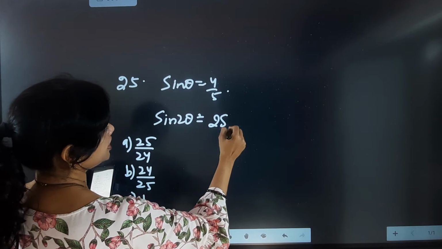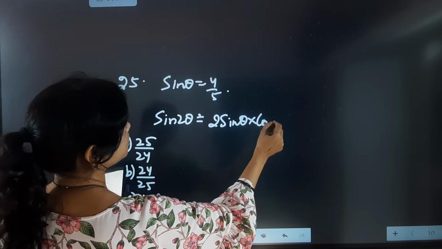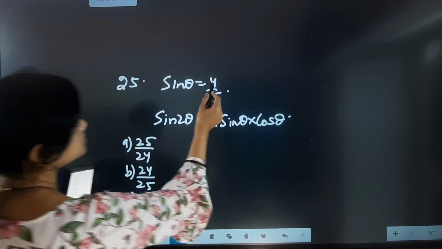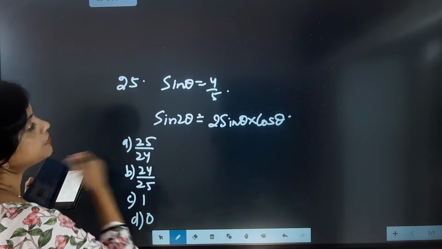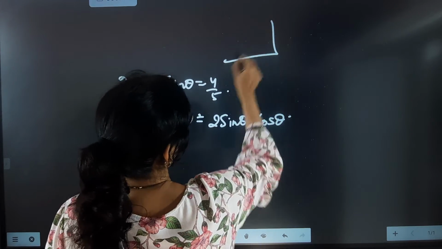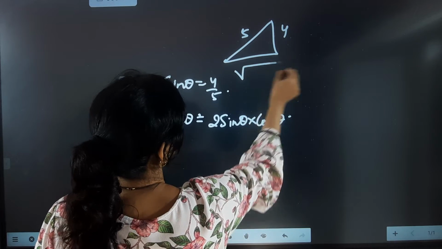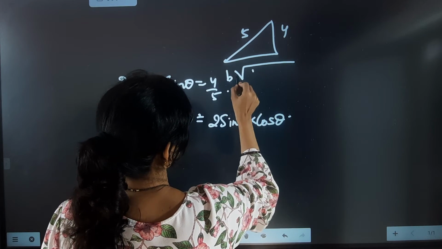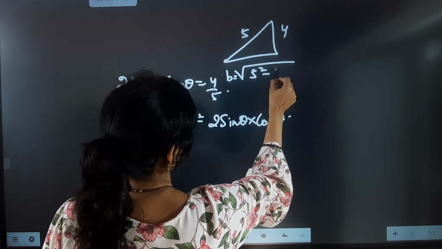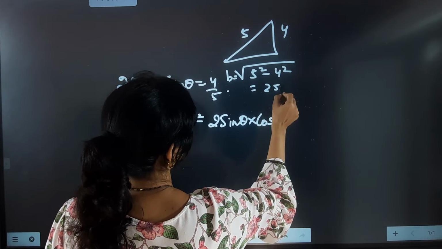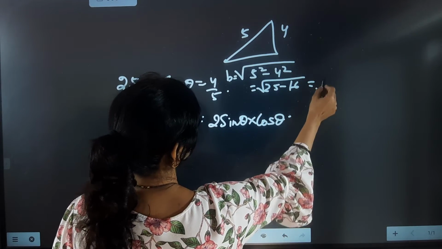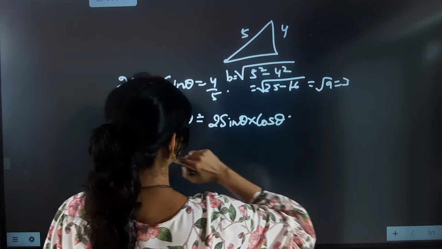Sin 2 theta formula is 2 sin theta into cos theta. So now sin theta value is already there, but cos theta we have to find. Sin theta is perpendicular by hypotenuse. So here first we have to find the base. Base is root under 5 square minus 4 square, so 25 minus 16, it is coming as 9. It is coming as 3.